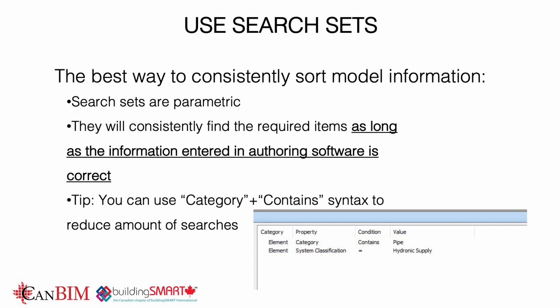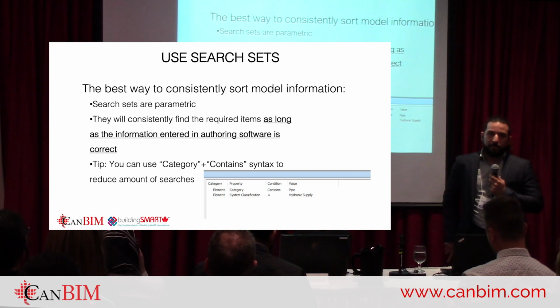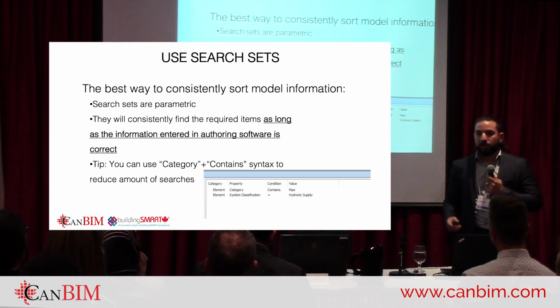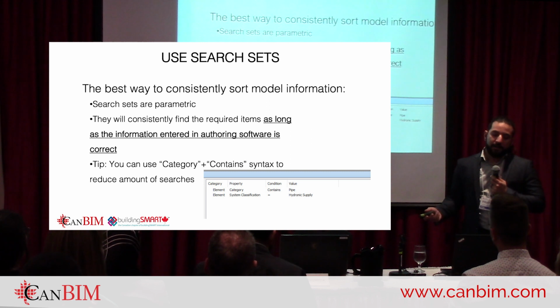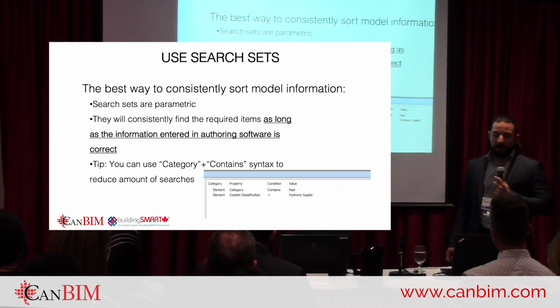One tip when you're trying to find the items in the priority list is to create search sets or use some sort of parametric finding system in your clash detection software. I've seen people in the past use less reliable things like layers or work sets. Those are not going to give you very granular information and they're very prone to mistakes.